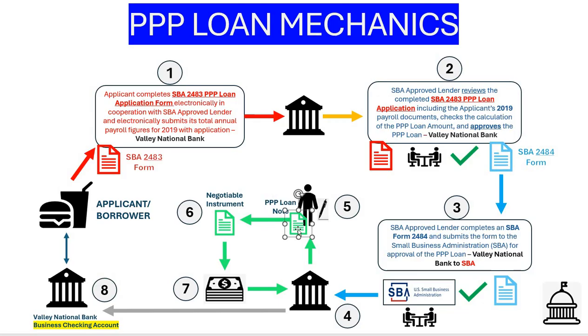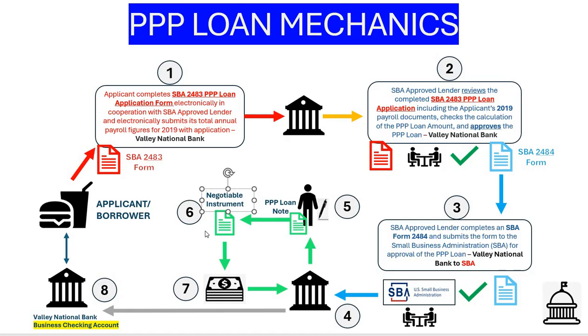The note states the amount of the PPP loan that the applicant, the business, is borrowing from the bank. Once the borrower reviews that note, including the terms of the note, the applicant or owner of the business electronically signs the note. The PPP loan note, once it is signed, becomes what is known as a negotiable instrument. That note becomes a negotiable instrument upon the electronic signature.